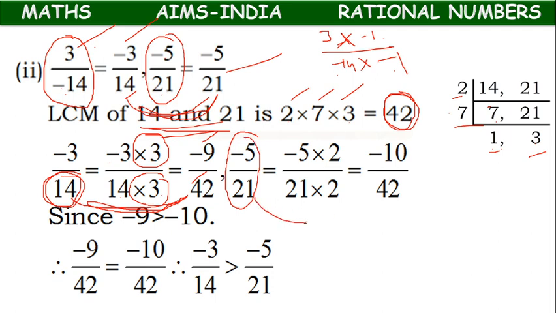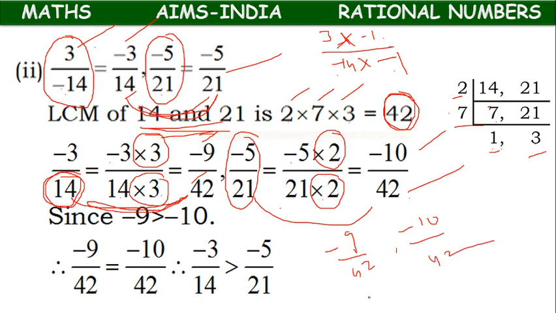Second rational number, minus 5 by 21. How to make it into 42? By multiplying with 2, both numerator and denominator. Minus 5 2 times, minus 10; 21 2 times, 42. So one rational number is minus 9 by 42, another rational number is minus 10 by 42.